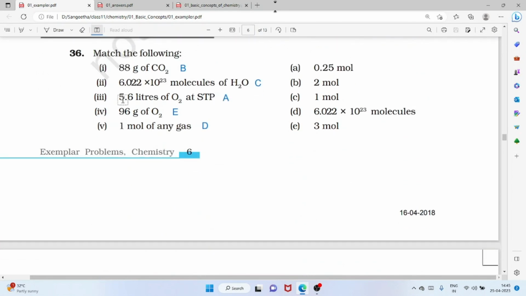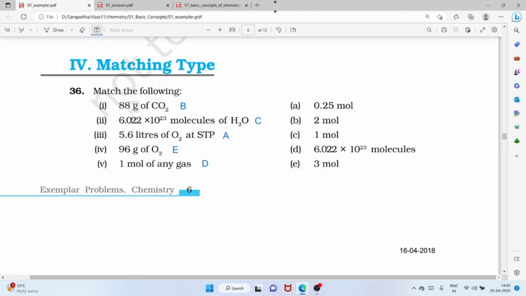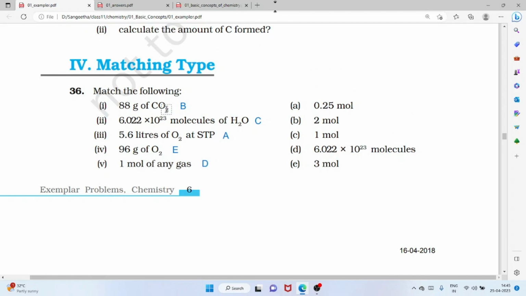Matching type. This is CO2, this is 2 moles of CO2. That is 44, 1 mole is 44. This is 1 mole, this is the Avogadro number. 5.6 liter of O2 at STP is 0.25 moles. 90 gram O2 is 3 mole. 1 mole of any gas means this is Avogadro number of molecules.